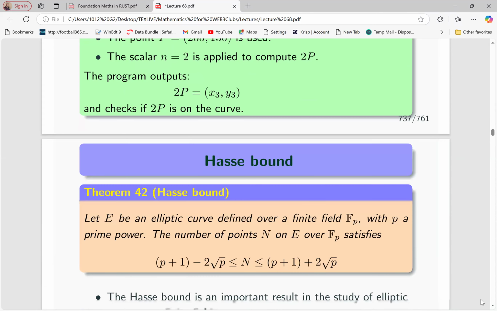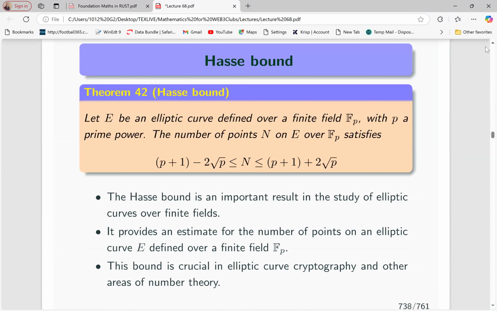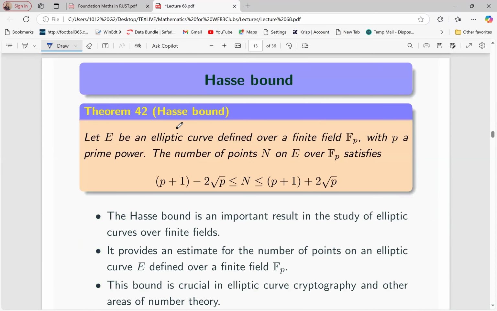Now, another concept in elliptic curves is the Hasse bound. This theorem tells us the approximate number of points that you can get on the elliptic curve. This is very important in security because once you know the approximate number of points, you know you require an elliptic curve that has so many points. So it's good to know the approximate number of points you are working with for security reasons.